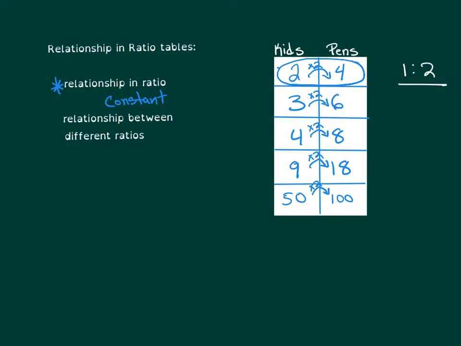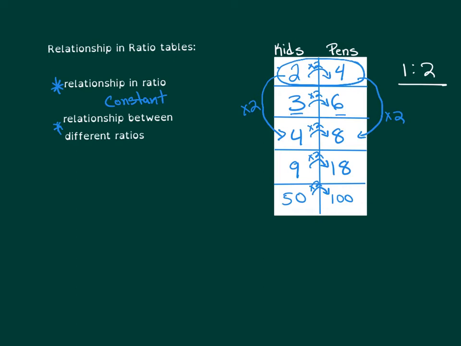The second relationship I want to look at is the relationship between different ratios. So for instance, notice that if I double the number of kids I have, so I'm going to go from 2 to 4, so times 2, I'm going to double it. If I double the number of kids I have, well, then I would also have to double the number of pens that I have. Or if I tripled it, let's look at this one.